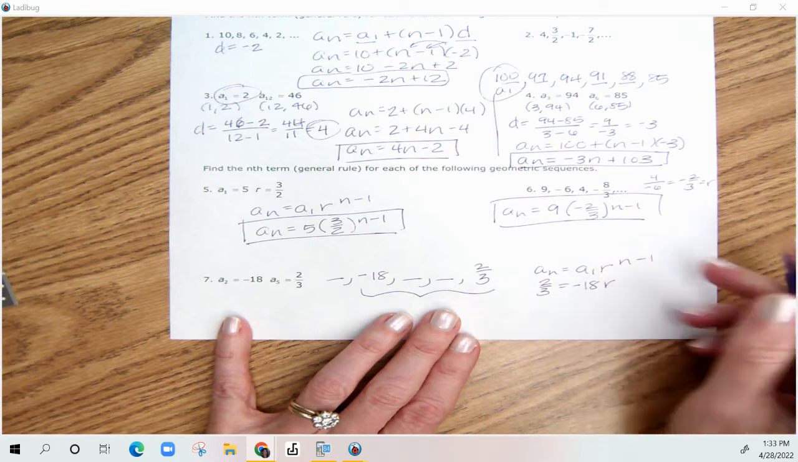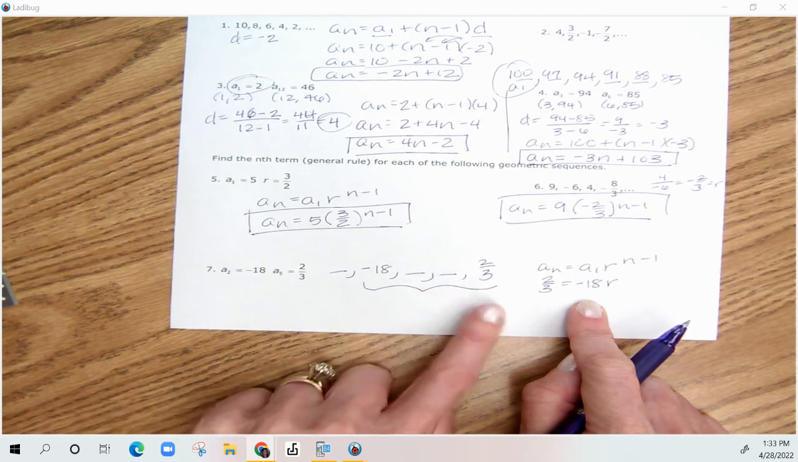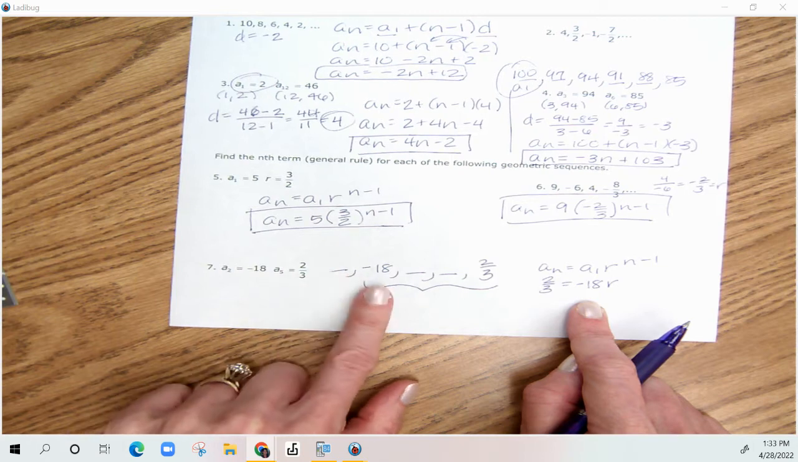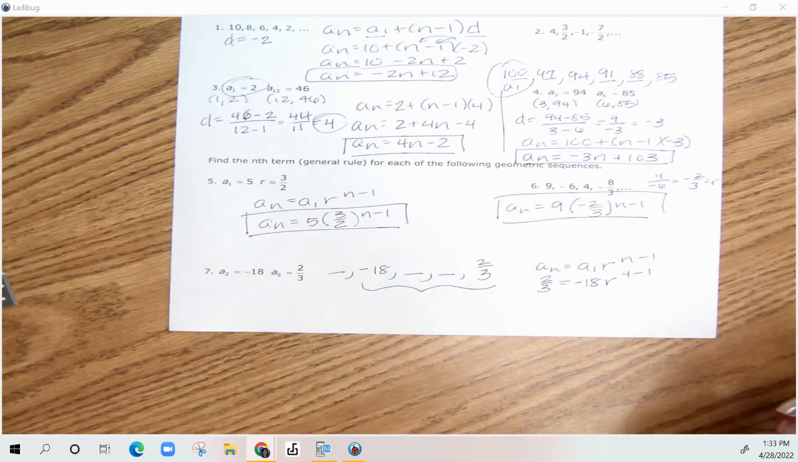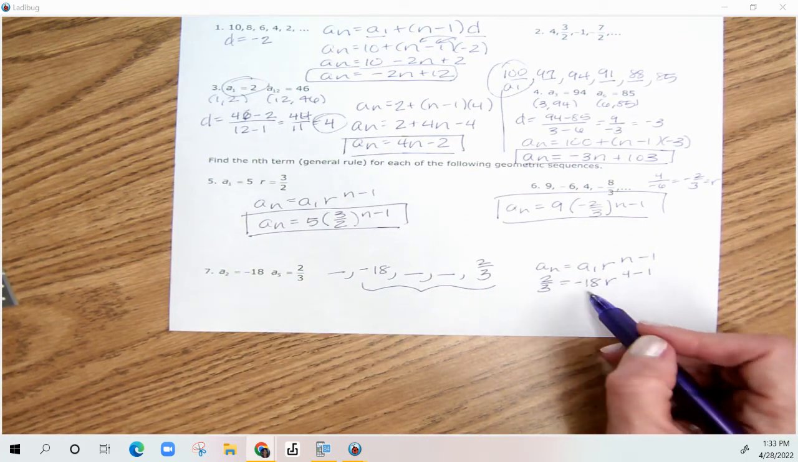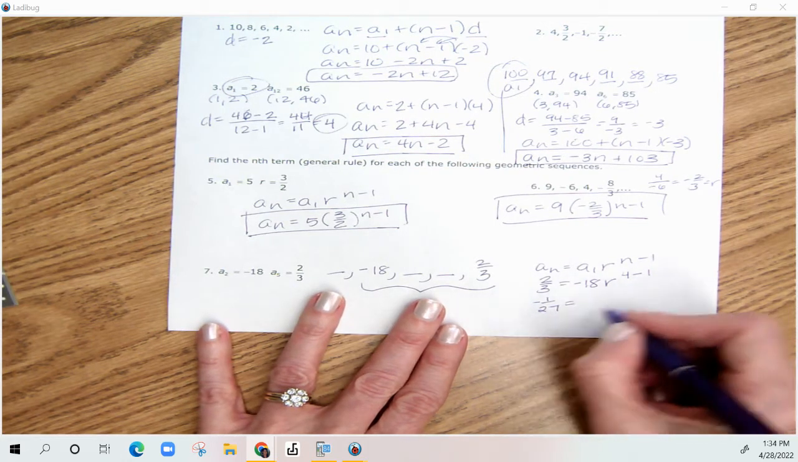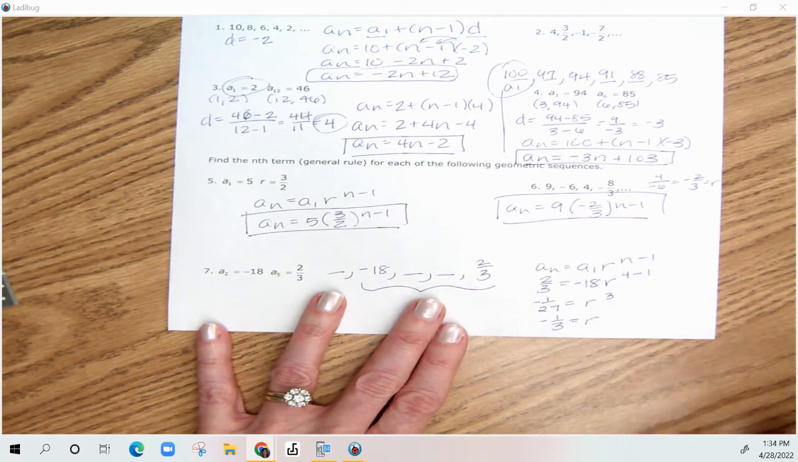I'm trying to solve for r. If I pretend that -18 is the first term, then n would be 4, because 2/3 is really the fifth term, but I'm pretending like that first term doesn't exist. So this would be the fourth term, and I would put 4 in for n. If you divide 2/3 by -18, you get -1/27. And then the cube root of both sides, r, is -1/3.